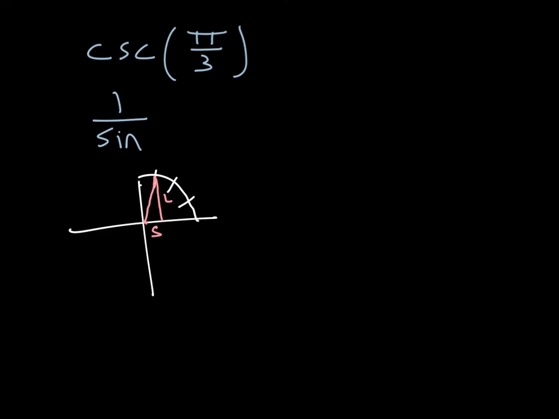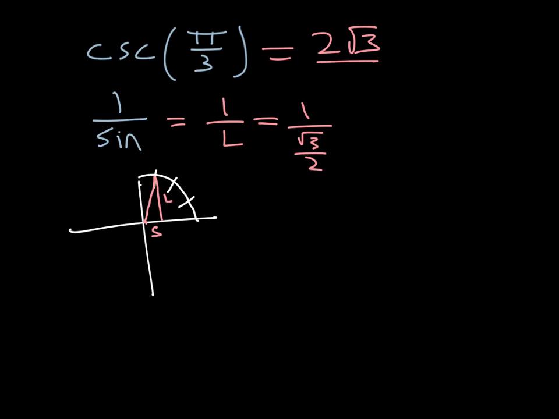And if I want 1 over sine, I'm thinking 1 over large. Well, 1 over large is the reciprocal of root 3 over 2. The reciprocal of root 3 over 2 is going to be 2 root 3 over 3. And we're positive because we're in the first quadrant. 2 root 3 over 3.